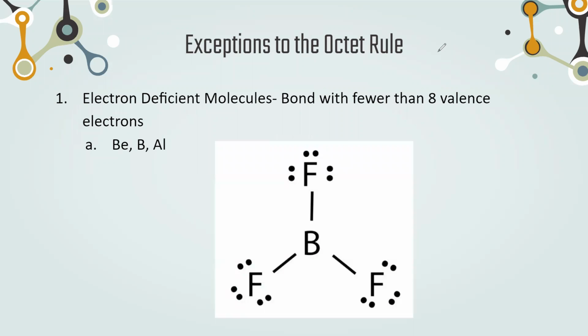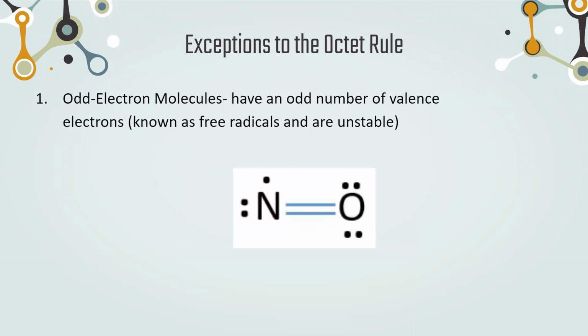Moving on, last but not least, I want to talk about exceptions to the octet rule. Certain atoms are what we call electron deficient, and they bond with fewer than 8 valence electrons. Examples of that would be beryllium, boron, or aluminum. Odd electron molecules have odd numbers of valence electrons. Those are known as free radicals. They are incredibly unstable. This NO molecule would be an example, where we're seeing that extra random electron just hanging out. That makes it a free radical and an unstable molecule.